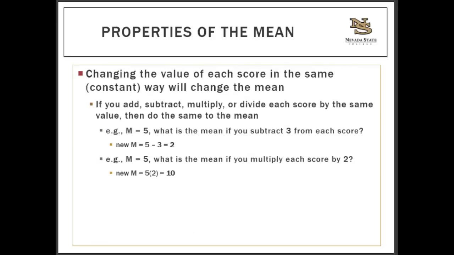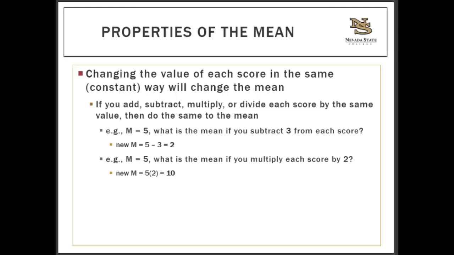Now I want to discuss the other property of the mean, which is if you do something constant to all of the scores in your data set. So if you change the value of each score in your data set in the same way, that will also change the mean. Now this is quite easy to calculate because if you do something consistent to all of the scores in your data set, the mean will just change in that same way. So you can see, if you add, subtract, multiply, or divide each score by the same value, then you just do the same to the mean.